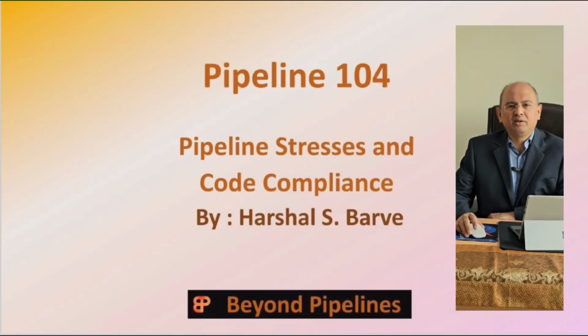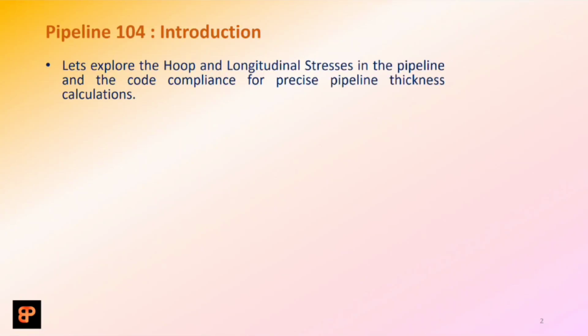We are going to see combined stresses in the pipeline and the code compliances. This is one of the very important parts of pipeline design, which is required for the thickness selection. We are exploring the hoop and longitudinal stress combinations in the pipeline and the code compliance for precise pipeline thickness calculation.